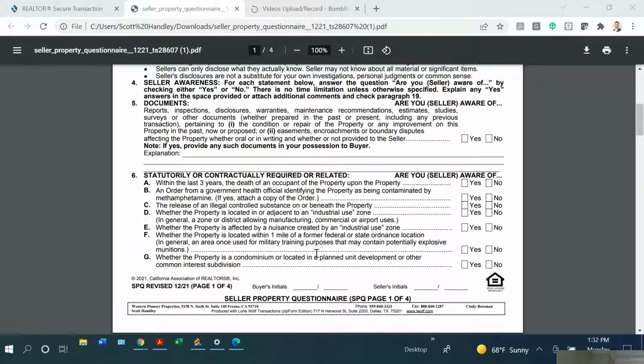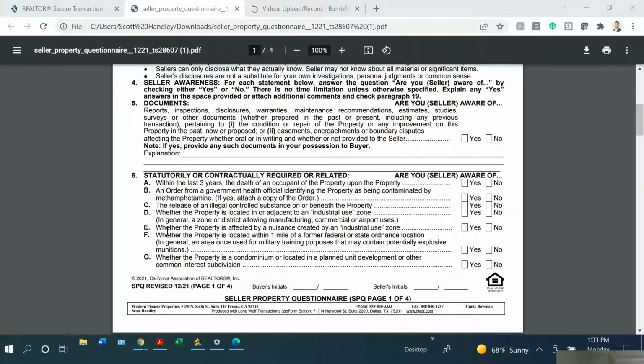Let's go to 6C, the release of any illegal controlled substance on or beneath the property, yes or no. Whether property is located in or adjacent to an industrial zone. You can pull this off your NHD, okay? So they'll be able to tell us that there. But this is for the seller. Are they aware of it? They may not know they're in an industrial zone until the NHD comes over, so they may mark no, okay? And they're not at fault for that because they weren't aware of that.